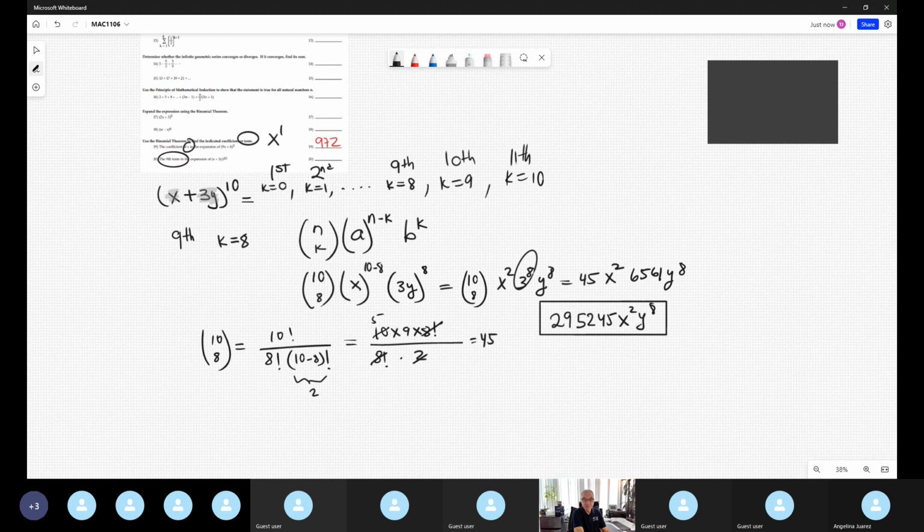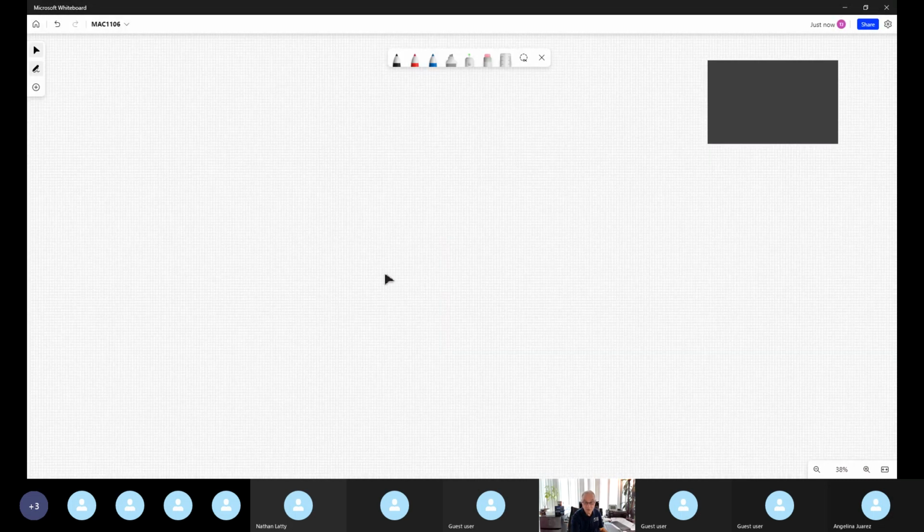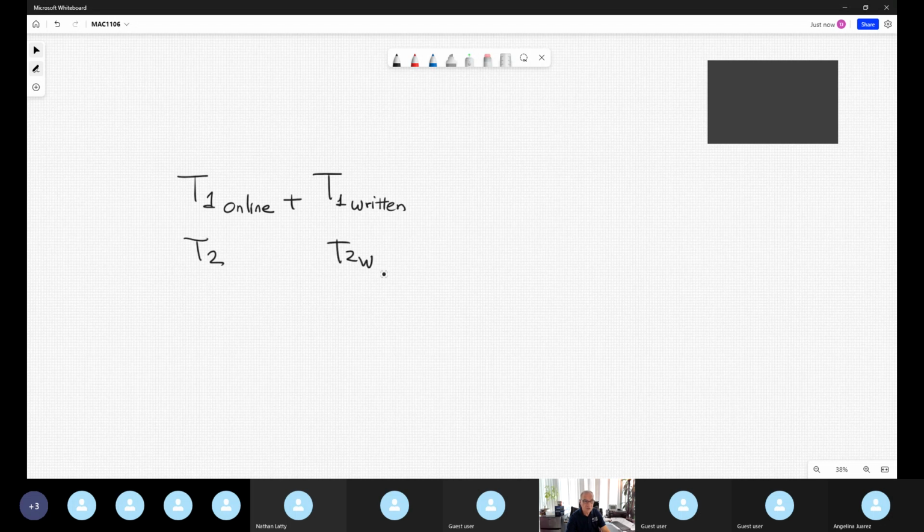Everything is clear, guys? Could you explain that last part again about the grade calculation? Let me use the whiteboard, because one image is much better than 1,000 words. Look, how many tests do we have in total? 10, no? Test one, online. Do you see my whiteboard or no? Plus, yep. Test number one, written. And this situation is exactly the same for number two, written, online. Also, bam, to test 5.